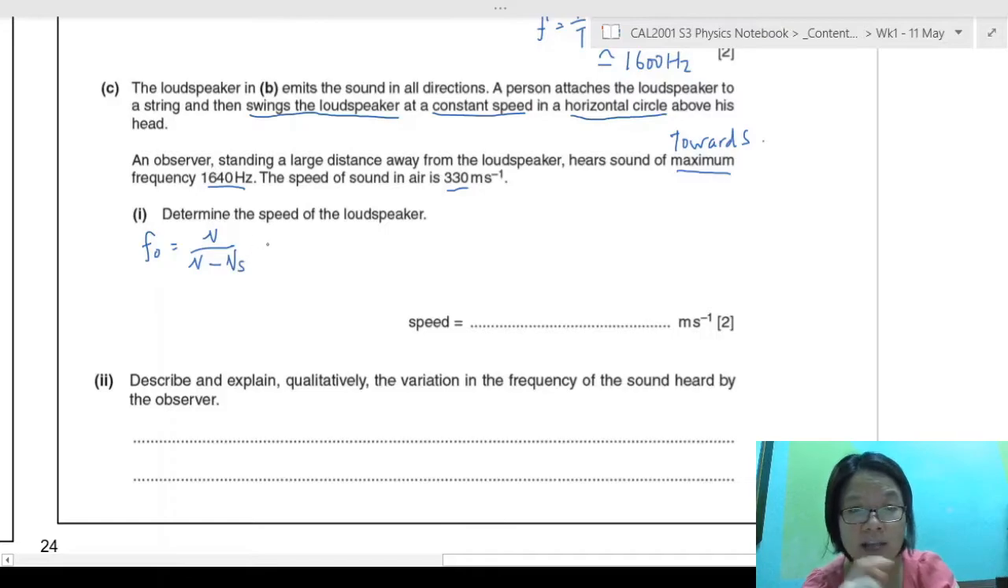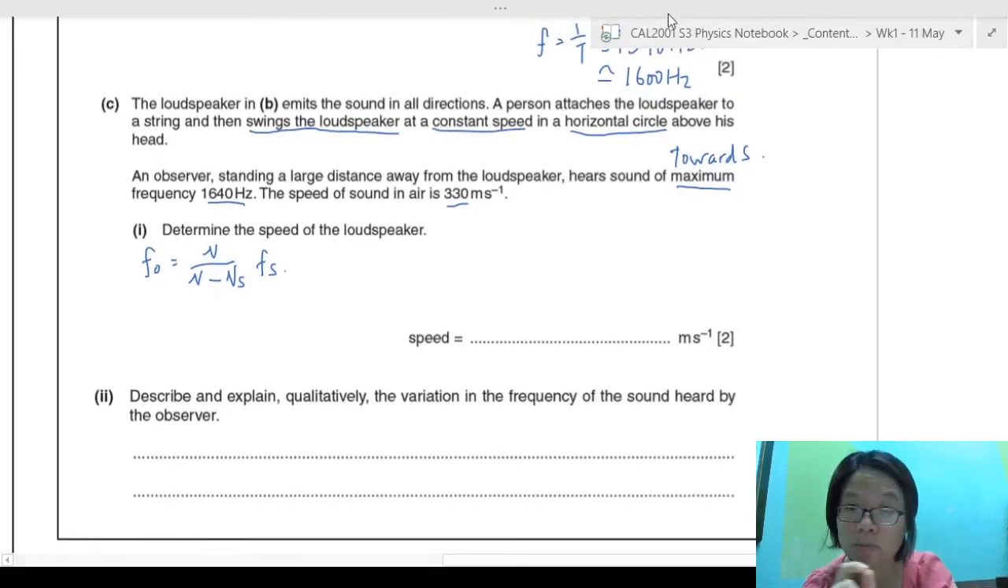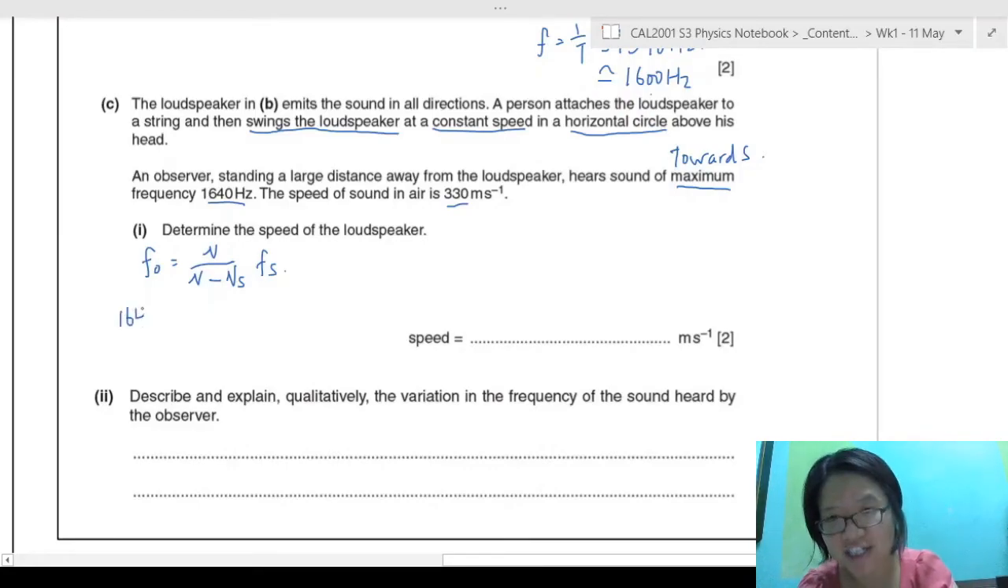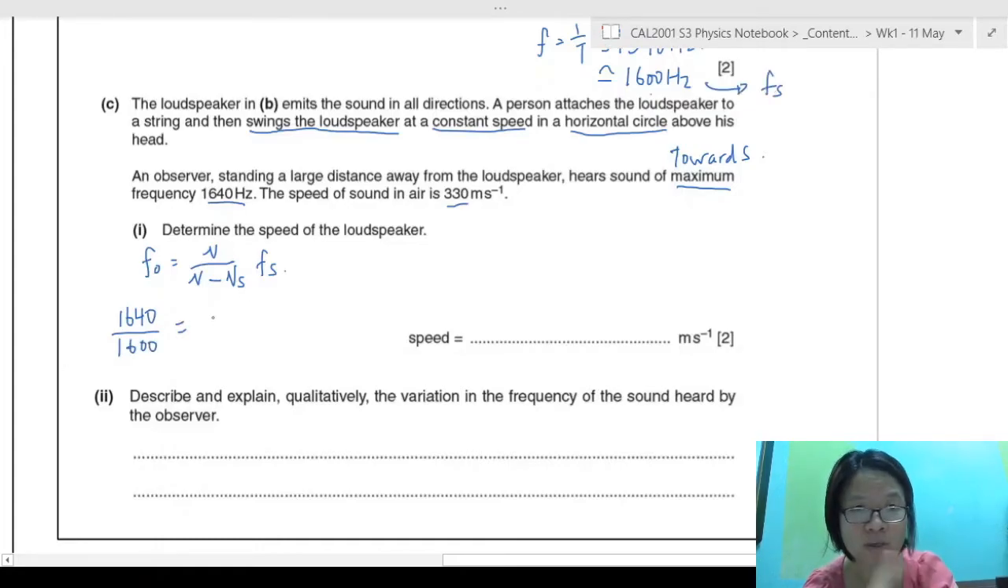So now I will take minus as my denominator because it's larger. Sorry, not smaller, larger. If larger, the denominator should be minus. Okay, so 1640 over 1600, because I bring over the fS. All right, and I'll get 330 over 330 minus the source speed.